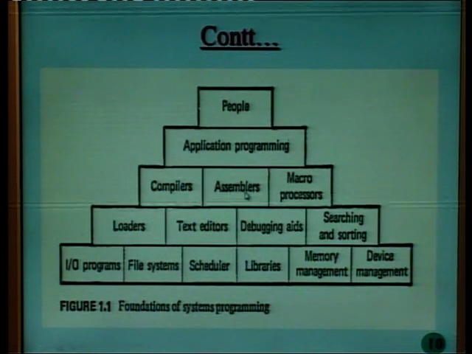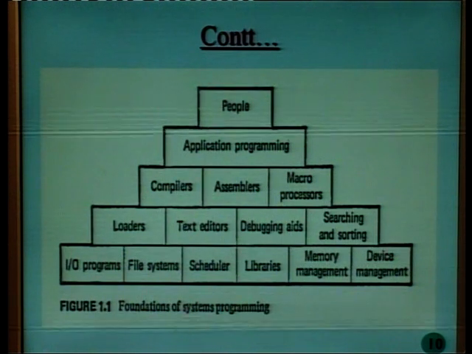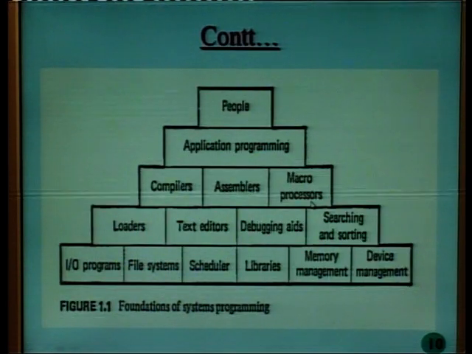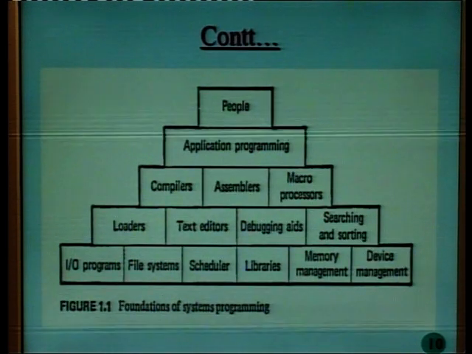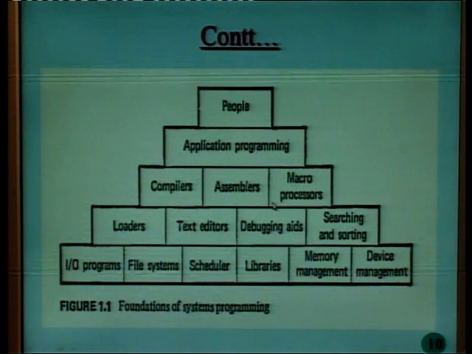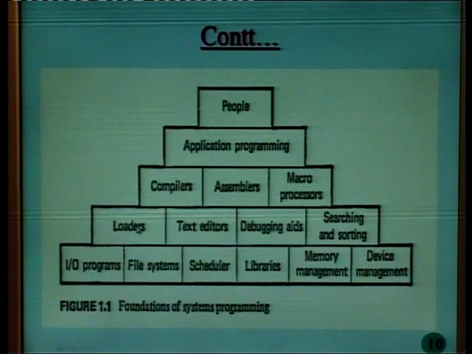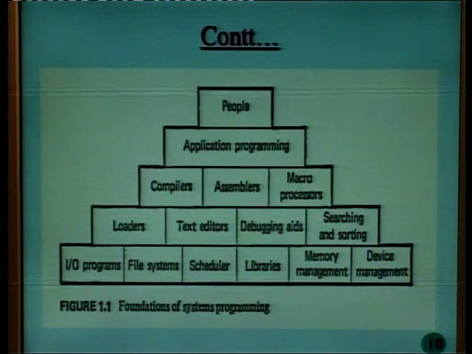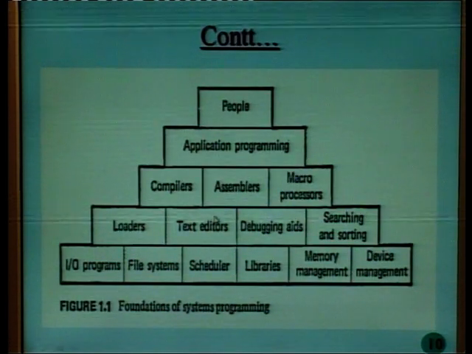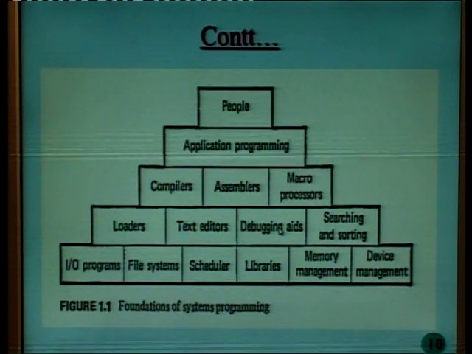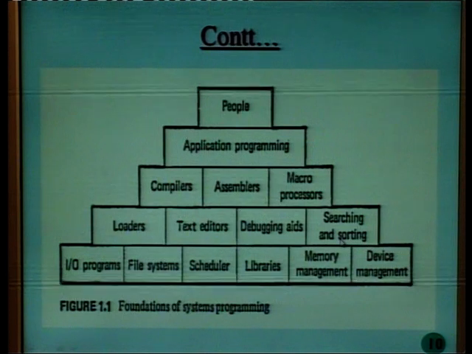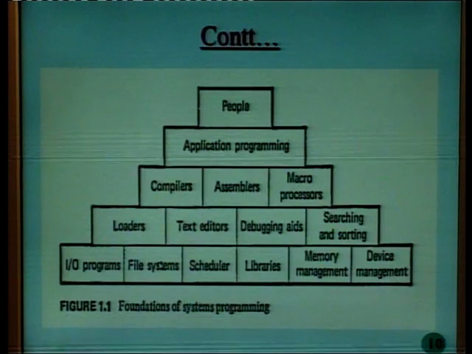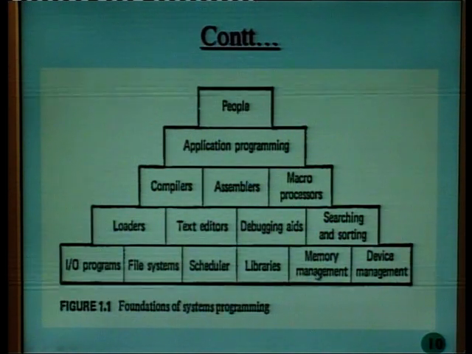We have an assembler that converts an assembly language program into machine language that the computer understands. A macro processor provides abbreviations for lines that repeat continually in programming. Linkers and loaders help load a program into the main memory and prepare it for execution. Editors are for editing purposes, and debuggers help find the bugs in the program. There are also sorting algorithms, and the IO programs, input output programs, file system, scheduler, libraries, and memory management.